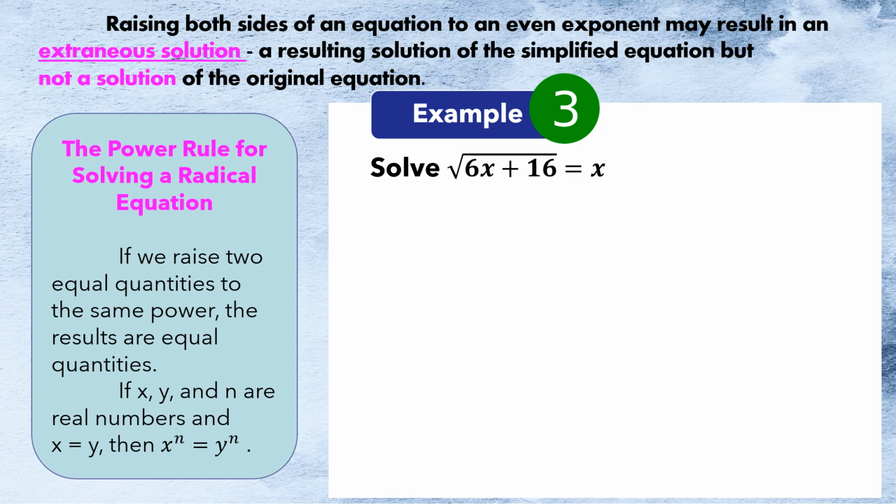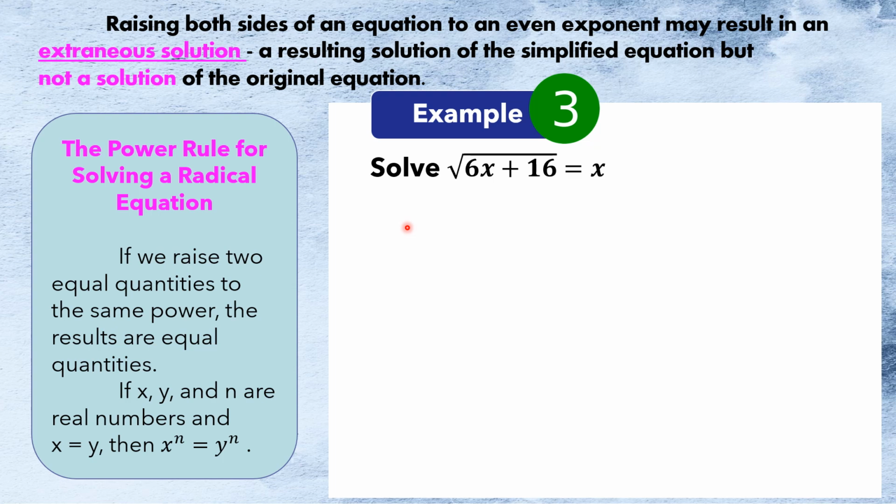Okay. Paano naman kapag ganito? Sabi dito, raising both sides of an equation to an even exponent may result in extraneous solution. An extraneous solution is a resulting solution of the simplified equation but not a solution of the original equation. So, solution siya nung simplified equation pero kapag sinubstitute mo na siya dun sa original equation, hindi niya nasa-satisfy. Ang tawag natin dun ay extraneous solution.